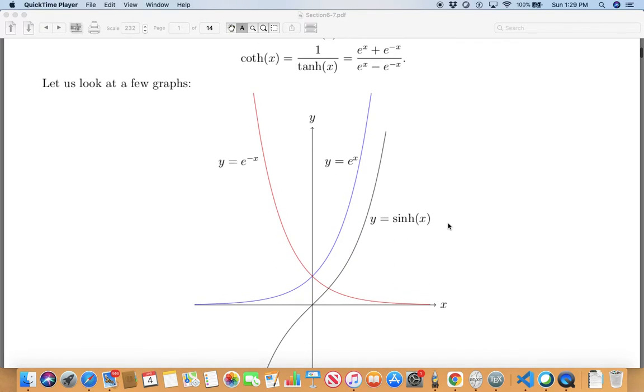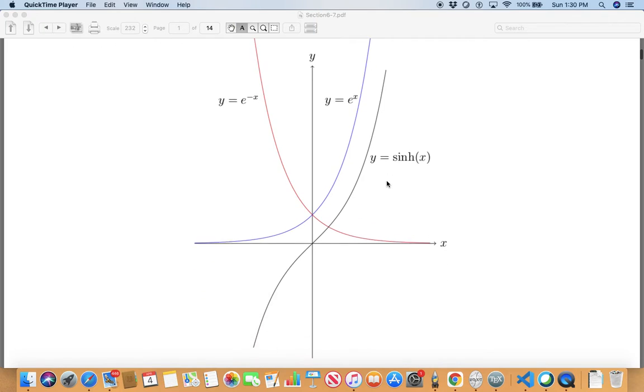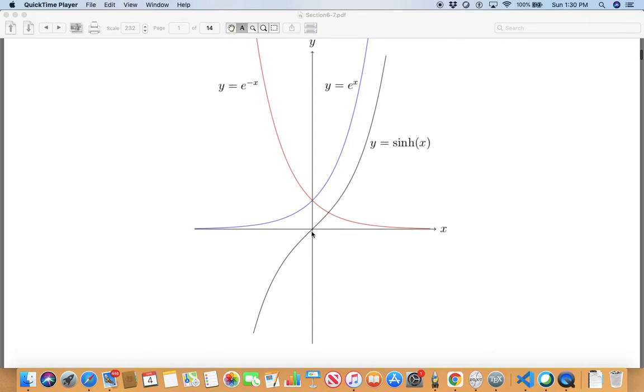Now, let us look at a few graphs. e raised to x is this blue curve. e raised to negative x is this red curve. You see, it's a reflection of e raised to x. Sine hyperbolic is actually the difference between the 2 over 2, so e raised to x minus e raised to negative x, the entire thing over 2. And this is how sine hyperbolic looks, the black curve here.